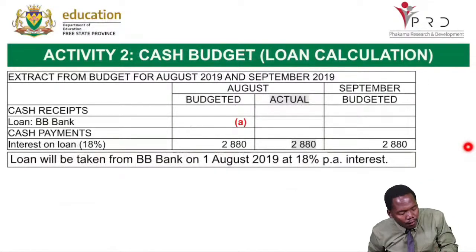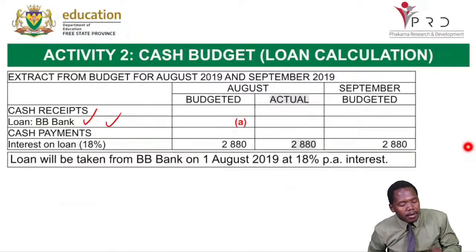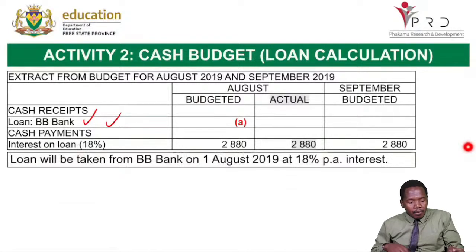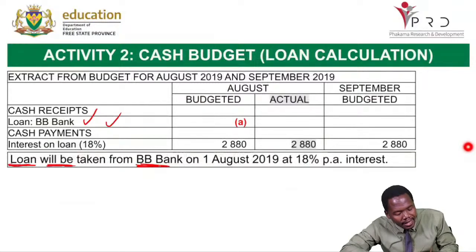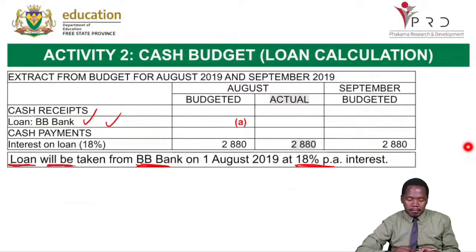Now let us look for A. We are looking for this amount of loan for the budget. What is the transaction giving us? They are saying a loan will be taken from BB Bank at an interest of 18% per annum.